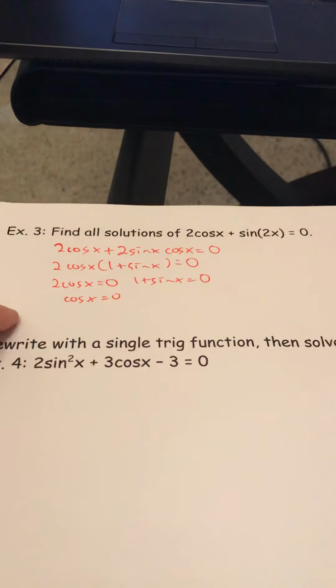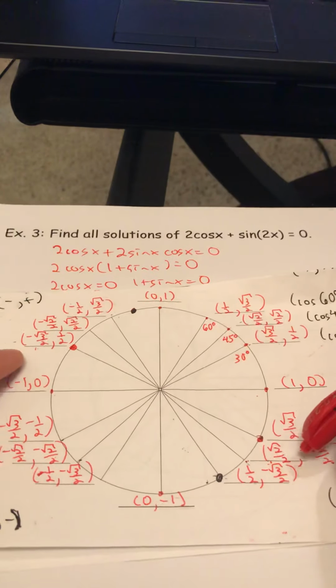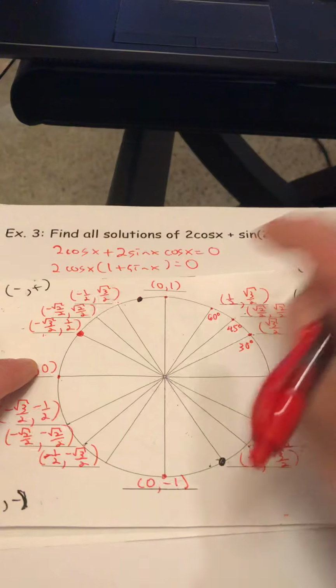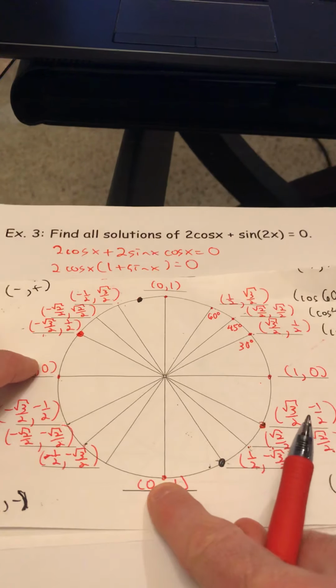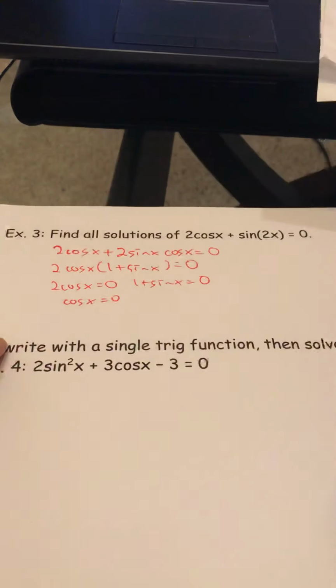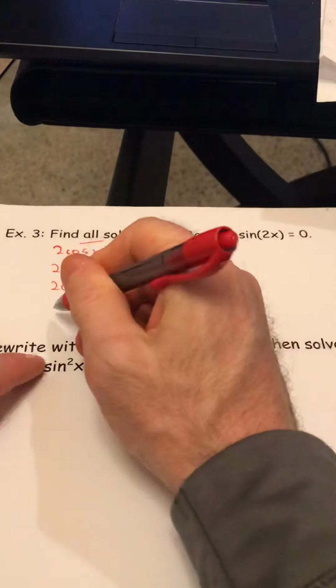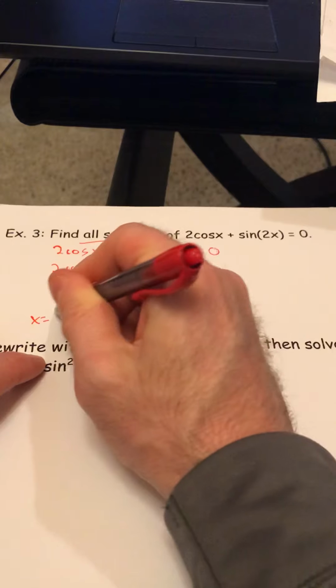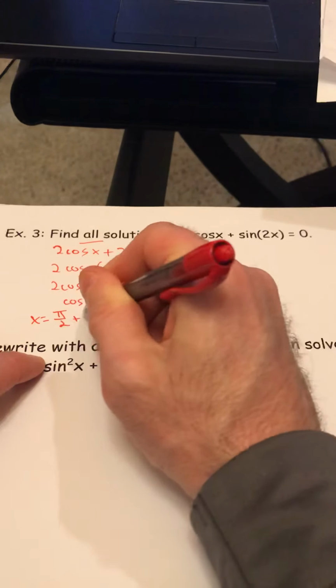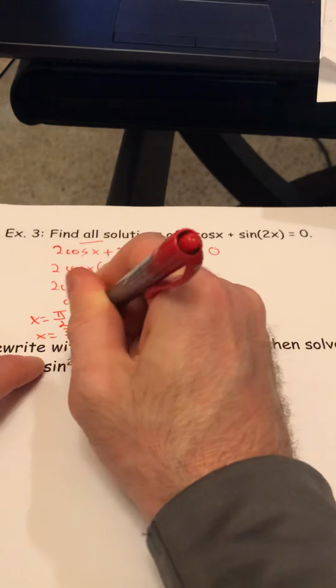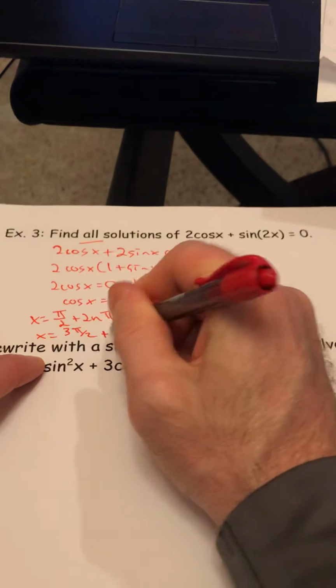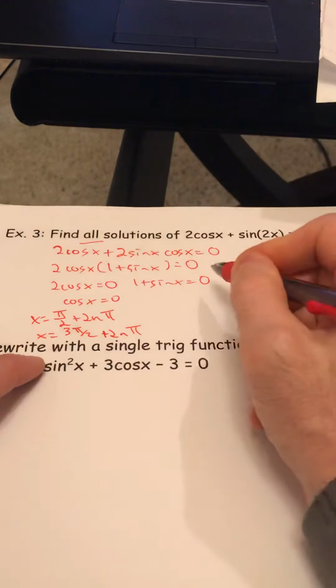Where again does cosine equal 0? Well, we actually talked about it in the last problem. One of the spots is at pi over 2. One of the spots is at 3 pi over 2. Now, be aware here, find all solutions. So x will equal pi over 2 plus 2n pi. x will equal 3 pi over 2 plus 2n pi.